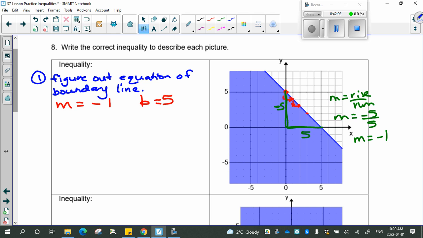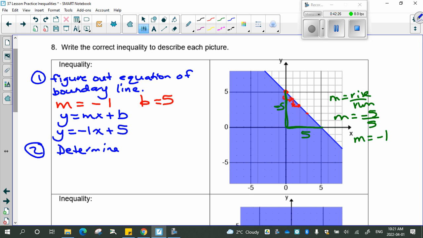So once you figured out the equation of your boundary line, we always know it follows y equals mx plus b. So we put the negative 1 in front of the x plus the 5. That's step 1. Step 2, now we determine the inequality. So we have to replace the equal sign with the correct inequality.